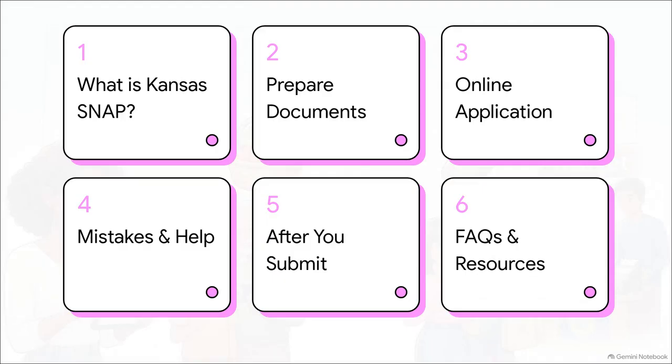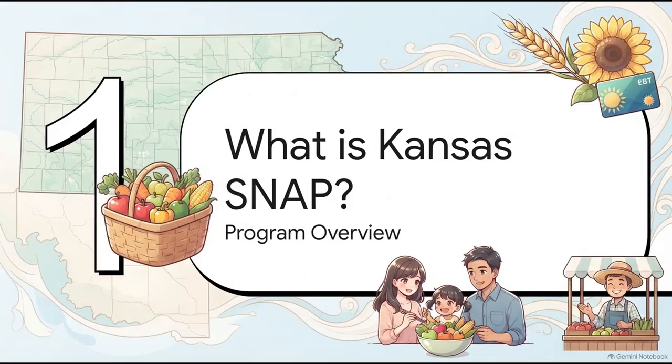We're going to break this down into 6 logical steps. First, what exactly is Kansas SNAP? Then, preparing your documents, the online application process itself, avoiding common mistakes and getting help, what happens after you submit, and finally, some FAQs and additional resources. All right, starting off with Section 1, what is Kansas SNAP?